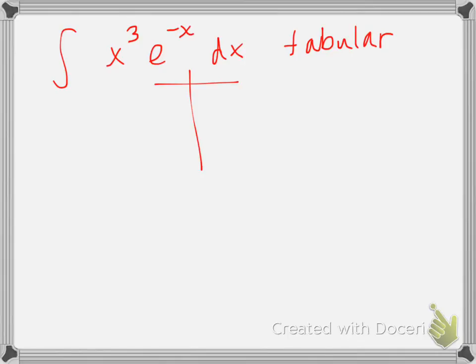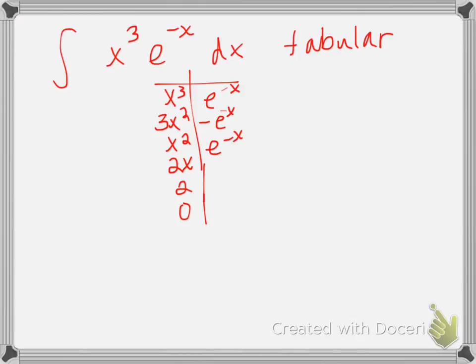If you had the integral of x to the third times e to the negative x, this one is tabular, because I know that x to the third goes down to 0. So you start off with x to the third, and you keep finding the derivatives until you get down to 0. And then you do e to the negative x here, and you find antiderivatives. And then once you do that, remember you do the crossways thing, and remember you do plus, minus, plus, minus, plus, minus.